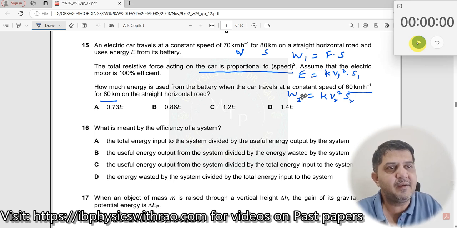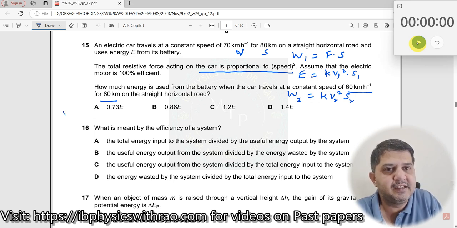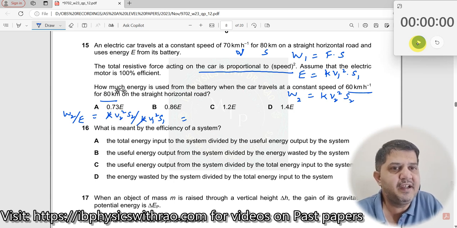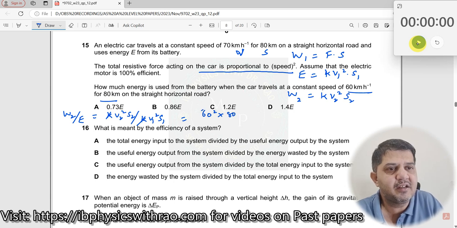Now, I will divide one by the other to get rid of this K. So, W2 divided by E is equal to K V2 square S2 divided by K V1 square S1. Now, you see this K and this K go away. What is V2? V2 is already given to you, 60, so 60 square multiplied by S2, which is 80 kilometer, divided by V1 square, 70 square, multiplied by S1, 80 kilometer. So this 80 and this 80 go away. You have 60 by 70 the whole square.